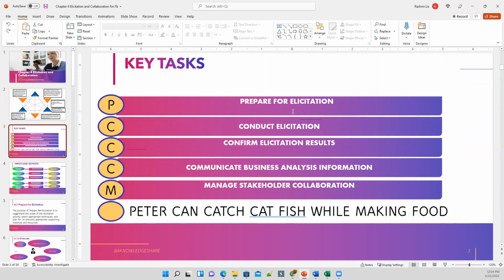So what would Amanda do in her case? At the highest level, she prepares for elicitation. She then conducts elicitation activities. She then would confirm elicitation results. She would communicate business analysis information, and then, in general, she would manage stakeholder collaboration.